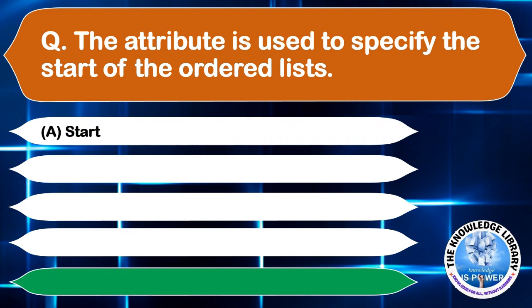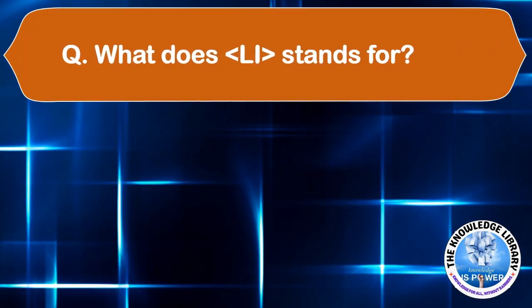The next question is, the dash attribute is used to specify the start of the ordered list. Option A, start. Option B, ST. Option C, face. Option D, size. The correct answer is option A, start.